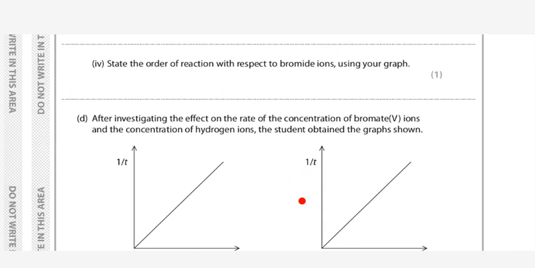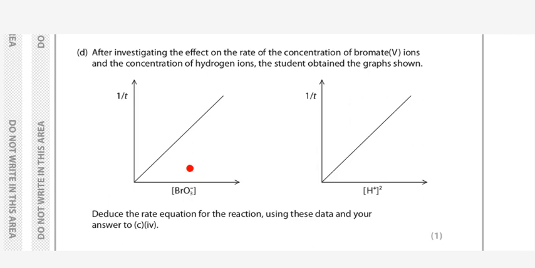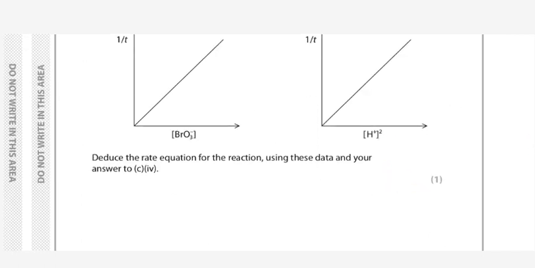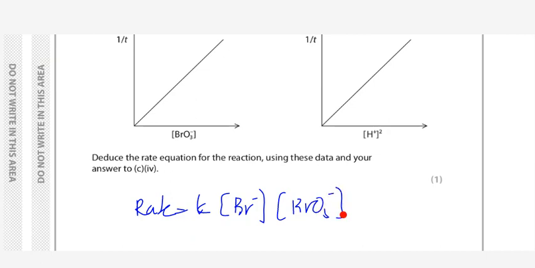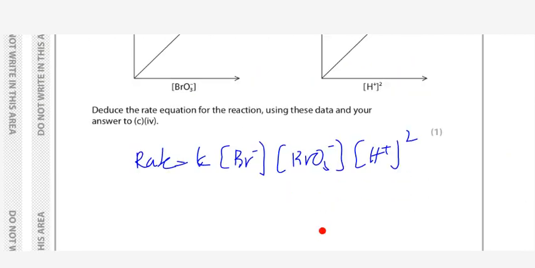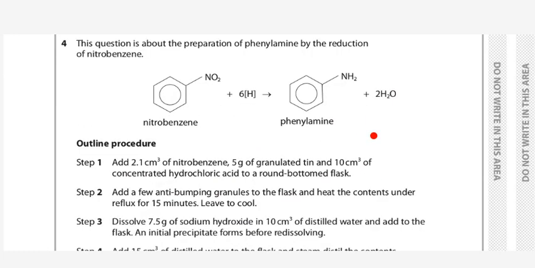After investigating the effect on the rate of the concentration of bromate(V) ions and the concentration of hydrogen ions, you obtain the graphs here. This one is first order, this one is second order, and this is second order. So rate equals rate constant times [Br minus] times [BrO3 minus] times [H plus] squared. Br minus is first order, BrO3 minus is first order, and H plus is second order. That's question number 3.